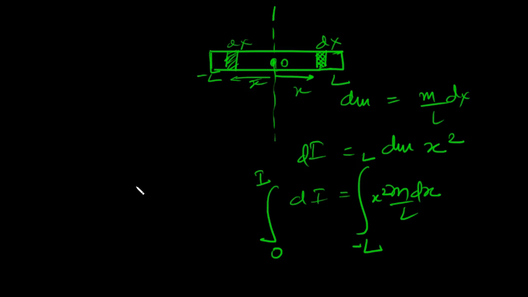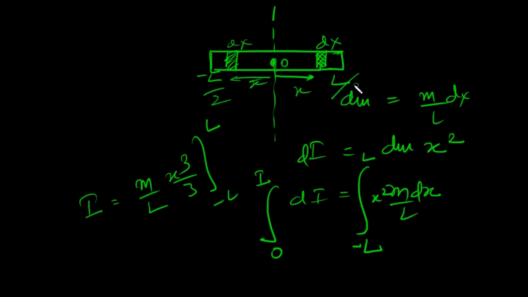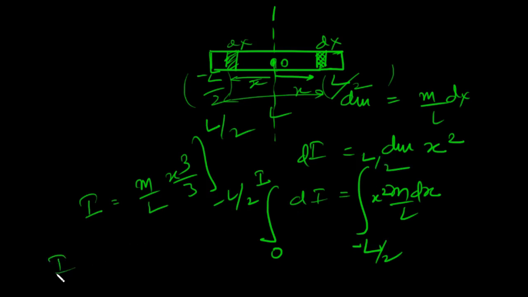Since I am assuming the moment of inertia at reference will be 0, I would be equal to m divided by L times x cube by 3. Sorry, actually this is minus L by 2. Since this is the origin, this will be half of L and this will be half of L. So the total would be equal to L now. This will be from minus L by 2 to L by 2. So I would be equal to m by L.